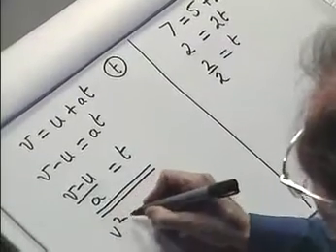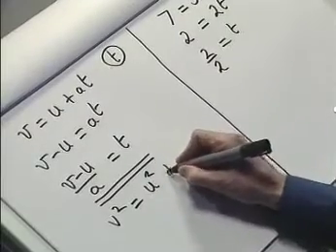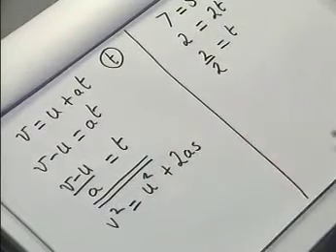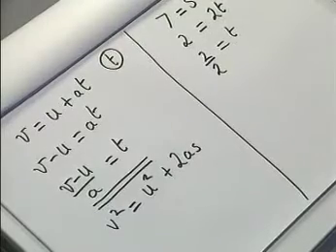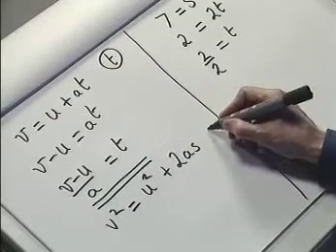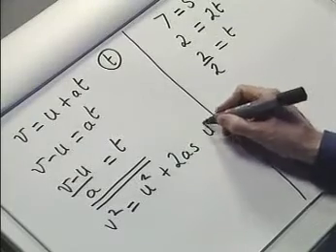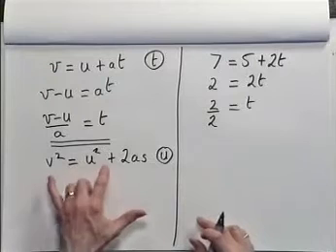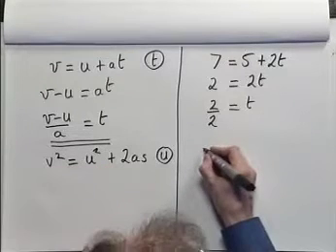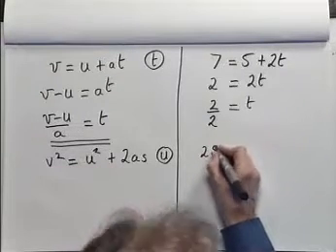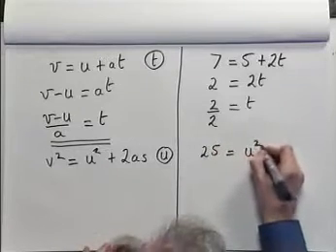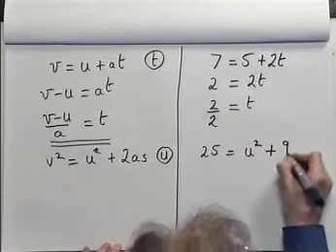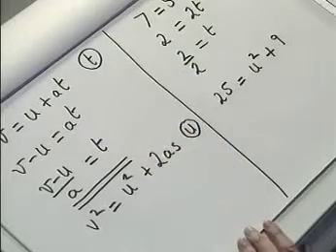Let's take another one. v squared equals u squared plus 2as. And this time, let's say the variable that I'm going to try and find in terms of all the others is u. So if that's the case, again, I'm going to write down an equation over here which looks like this one. So let's have 25 equals u squared plus 9, where the 9 is in place of this lump here of algebra.